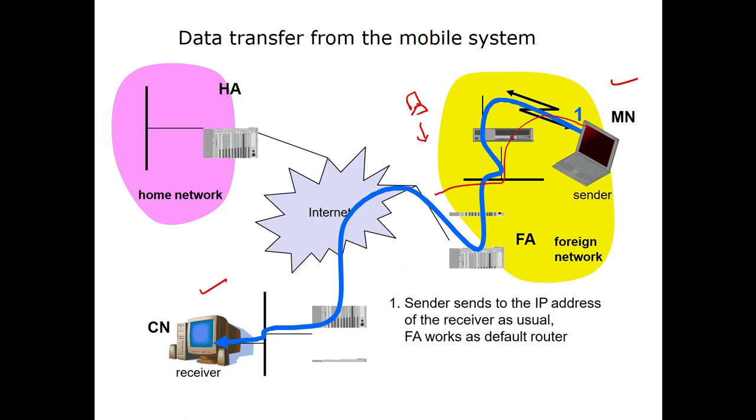So next is data transfer from the mobile system to the correspondent node. So how is it transferred? From the mobile node, it sends to the IP address of the receiver as usual, and it forwards to the foreign agent, and then the foreign agent acts as a default router, and then it is received by the end system. So we have seen in the previous slide the data transfer from the correspondent node to the mobile node, and here from the mobile node to the correspondent node, from the sender to the receiver.